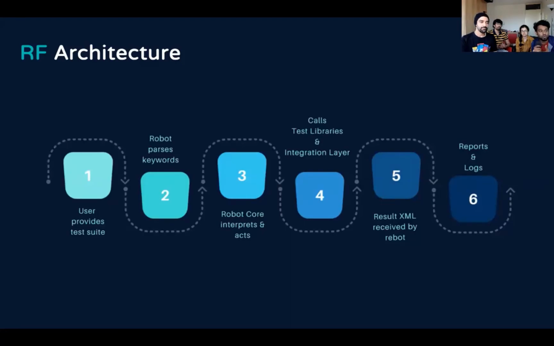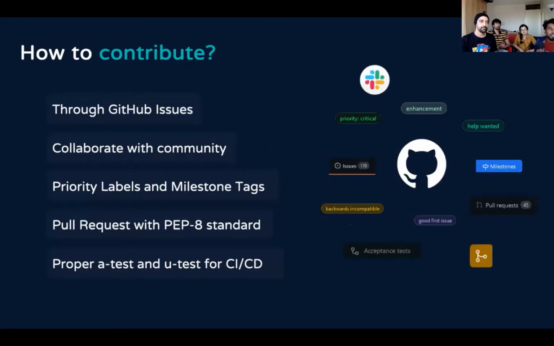The Robot core processes this .robot file, processes the keywords present in the file, interprets and acts accordingly, and calls the necessary libraries and integration layer. That libraries and integration layer communicates with the system under test to produce the output XML file. That output XML file is then received by the Rebot tool to produce a report and logs, as we saw in the demo. It's a very good architecture, as explained.